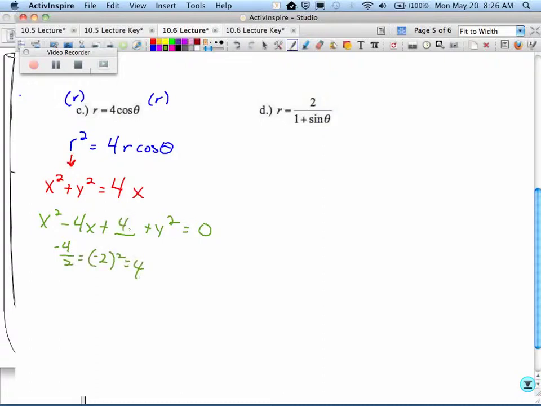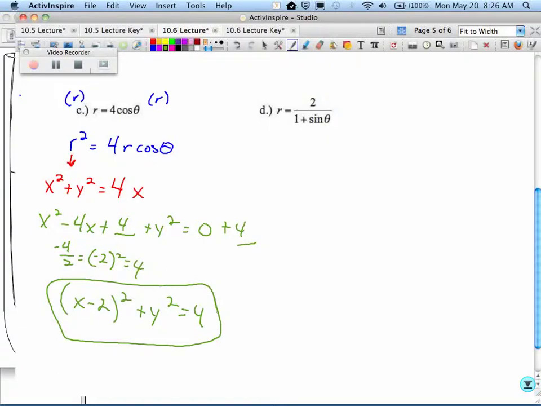What is that? I didn't go too fast. That's just complete the square. What is that? Circle. It's a circle. Radius 2. Center shifted to the right 2, but not up. So the center's at 2, 0. So your center is 2, 0 with a radius of 2.